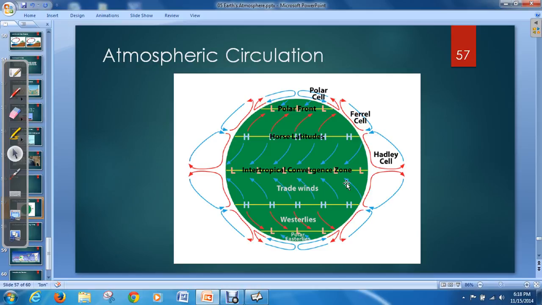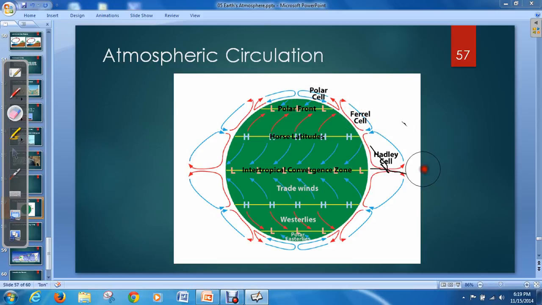So let's talk about why we don't just see one big cell. Because a lot of students think, well, it's hot here, near the equator, and it's cold here. So why isn't there just one really big cell that goes like this? Hot air rising, cold air going down. And it turns out you would be right if the Earth wasn't spinning. If the Earth wasn't spinning, you would just have hot air rising, cold air cooling down here, and this one big convection cell.